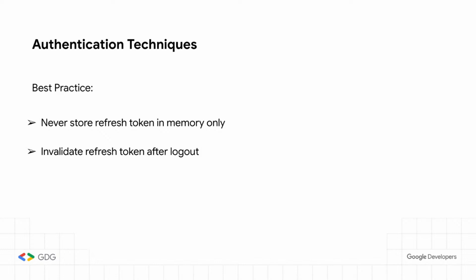The best practice is to never store the refresh token in the memory, because your refresh token can be misused. Let's say an access token has been exposed, that will anyway be replaced with a new access token. But if the refresh token has been exposed, then using this refresh token, the hacker can generate a new access token and have access to all of the data. So you should always invalidate the refresh tokens after logout and store them securely in the secure storage and never in shared preferences.